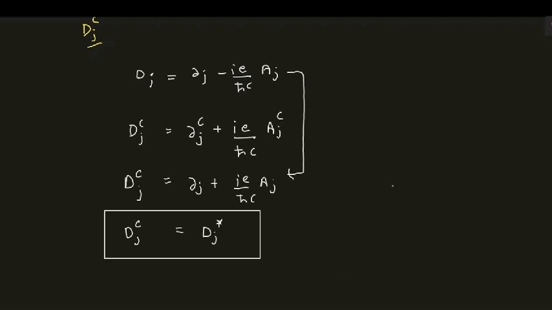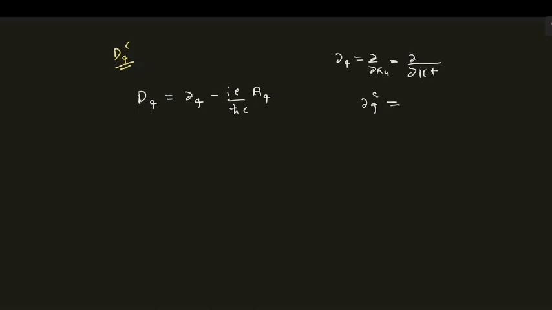Now we need to calculate what is our D4 charge conjugated. So for that we need to write first the D4. So D4 is ∂4 minus ie by ħc A4. Now let's see what our ∂4 is. ∂4 is ∂/∂x4, or you can say ∂/∂(ict). Does it contain any term regarding charge? No, it does not contain. So ∂4 will remain as it is. Okay, so no effect. And A4 will also have no effect. So that will also remain as it is.